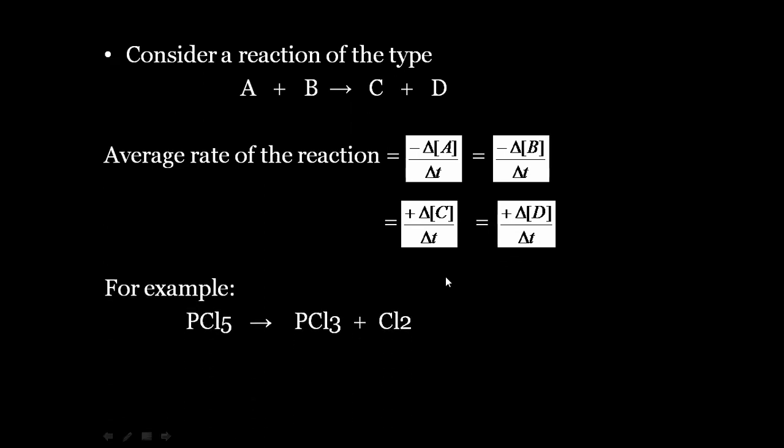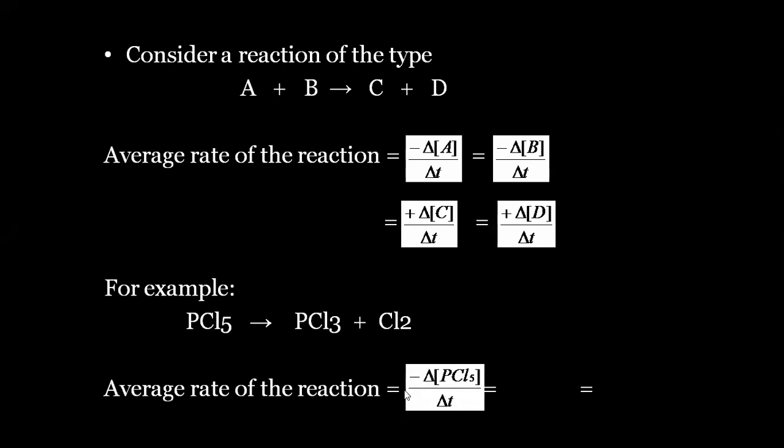Like for example, let's say you get this kind of equation: PCl5 gives you PCl3 plus Cl2. If they tell you to write the rate of the reaction, how do you write it? So, average rate of reaction, minus. Why am I introducing the minus? Again, because this is the reactant whose concentration will decrease with time.